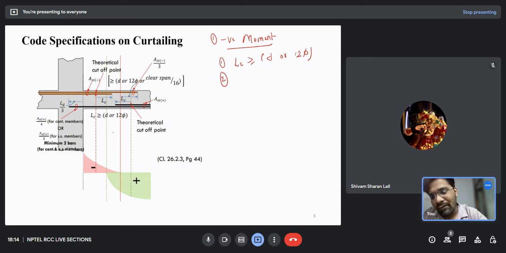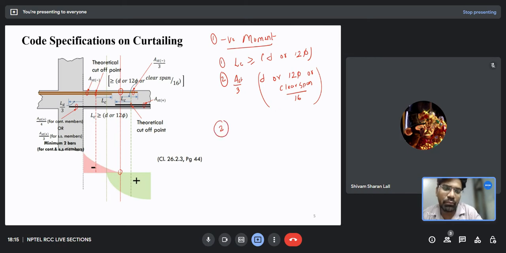Now the second point is, since my negative bending moment is zero at this point, one will think that I should end my bars up to this point only. But the IS code says even if it is zero bending moment at this point, about one third of the reinforcement should be extended by a distance of d or 12 phi or clear span by 16. So even if it is zero bending moment at this point, I will extend my bars by the greatest of these three values. Okay, so this was about the curtailment of bars for negative bending moment.